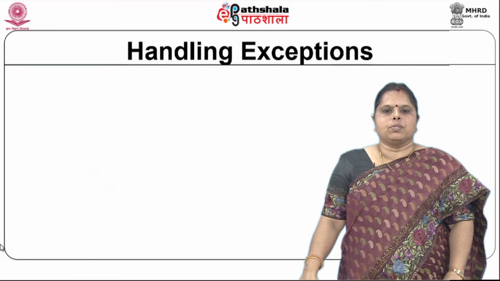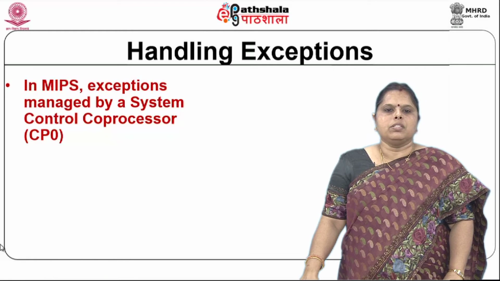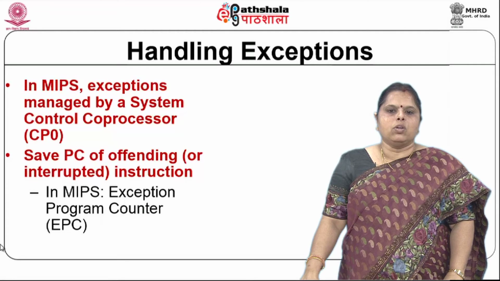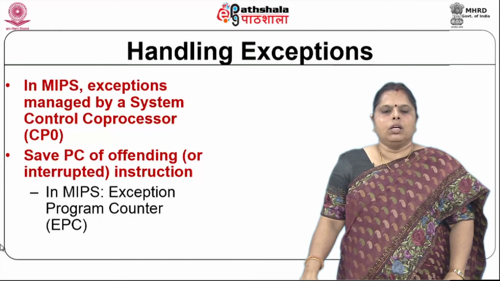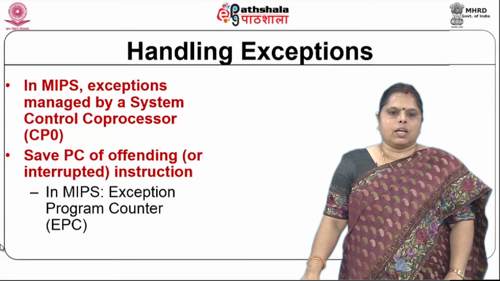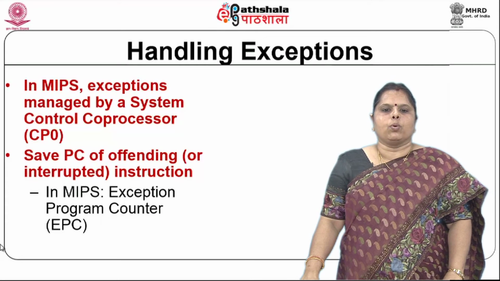Now, how are these exceptions handled in MIPS? As far as the MIPS architecture is concerned, the exceptions are normally managed by what is called a system control coprocessor, which has its own registers and its own instructions. Now, save the PC of the offending instruction, or the interrupted instruction, in a special register called the exception program counter, EPC. So, whenever an instruction raises an exception, that instruction's address is saved in the exception program counter.